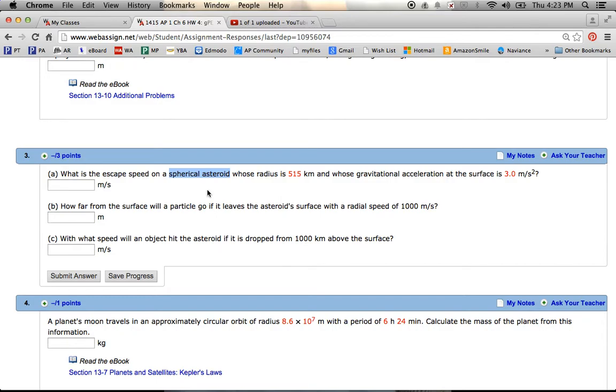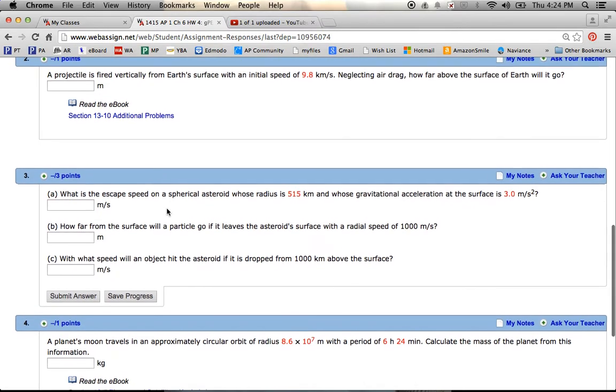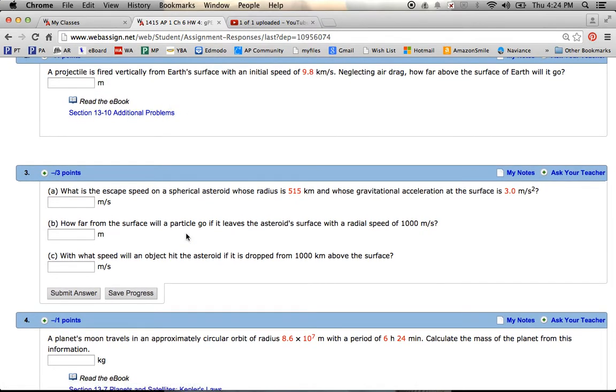Once you've gone through all that, which isn't so bad, what we're really looking for is the escape speed. So we can use the escape speed equation to figure out how fast you would have to be going to get away from this asteroid if you started off on its surface. B then is the same thing again as number 2, except now instead of leaving Earth, you're leaving the asteroid. And then C is now again conservation of energy, but now you're dropping something from above the asteroid and it falls towards it. So again, conservation of energy, looking for the final speed.